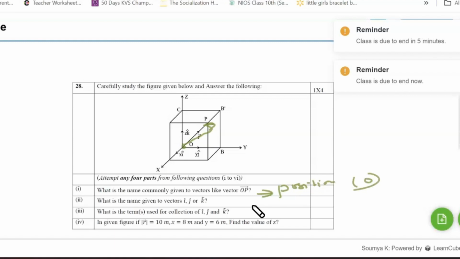What is the name given to the vectors i, j, k? So i, j, k can be called unit vectors. Okay, what is the term used for the collection of i, j and k? For i, j and k together we can say it is the standard basis.